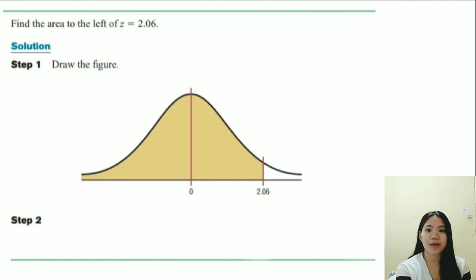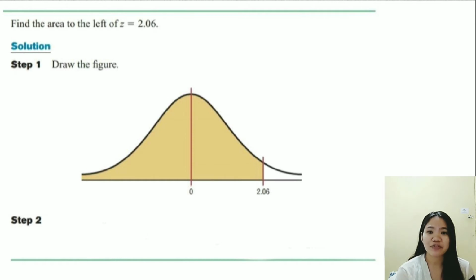Now that we have drawn and shaded the curve, let's proceed to the next step, which is to find the appropriate figure in the procedure table and follow the direction given. The direction given is to look up the z value in the table and use the area given. To look for the z value in the table, first find which table you are going to look at. Since 2.06 is a positive value, we are going to use the positive cumulative standard normal distribution table.